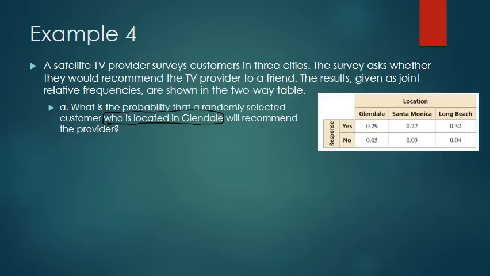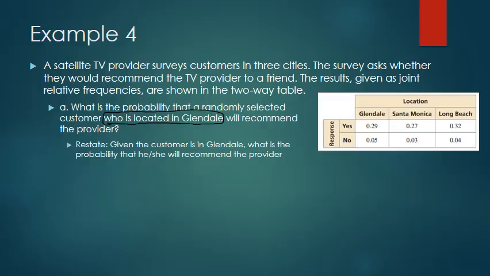And now that we found the restriction, we're going to restate the question. So given that the customer is in Glendale, we put the restriction first. We state the restriction right out. Given that we know our customer is in Glendale, what is the probability that he or she will recommend the provider? So let's look at our table right now, and if you are going to mark things out like I am, make sure you do it in pencil because you'll need this table later.